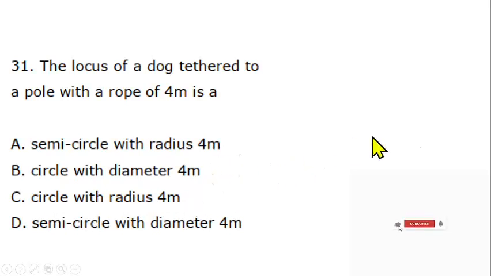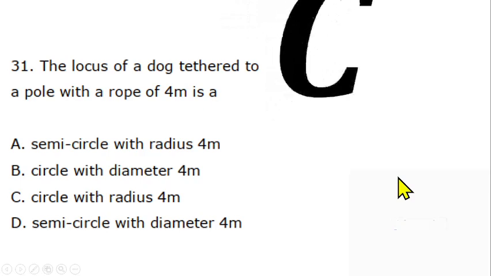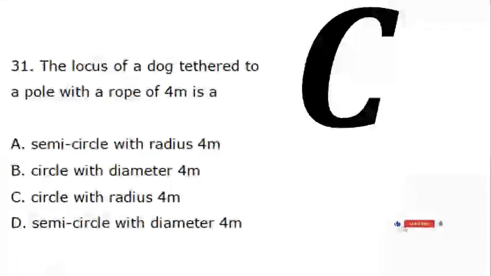That's the locus. So if you understand the construction very well, because the question is from the construction, we can find the locus of a point at a particular point. So in this case, the point is the pole where the dog is tied. So we now draw a circle with the radius given. So the answer is a circle with the radius 4 meters. So option is option D, option C rather.